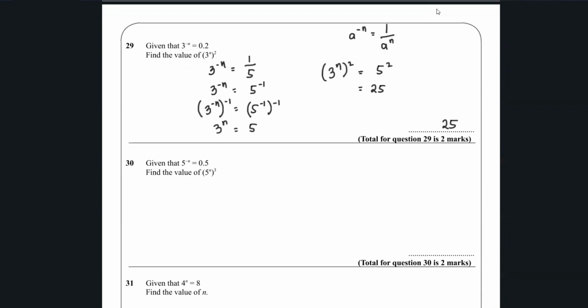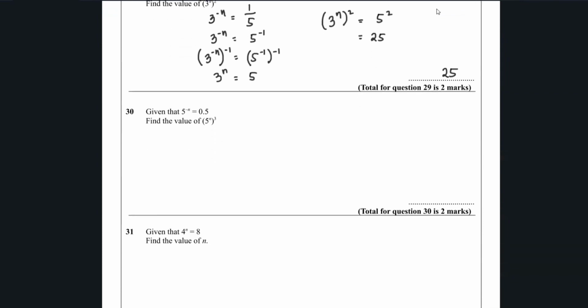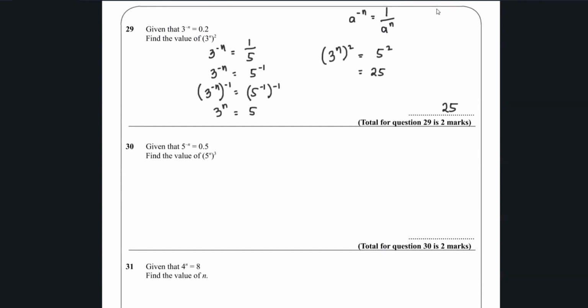Let's have more practice of the same process. The second question is pretty much the same thing. So this is 5 to the power of minus n, which is equal to 0.5, which we know is a half. Right. I'm just going to rewrite a half as 2 to the power of minus 1. Yes? Now we need it to become positive for that index that we have. So let's raise both to minus 1.